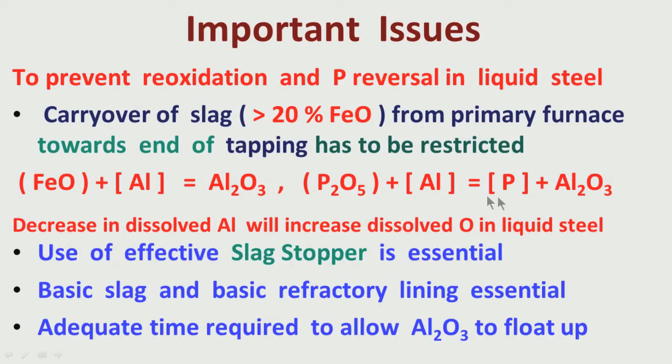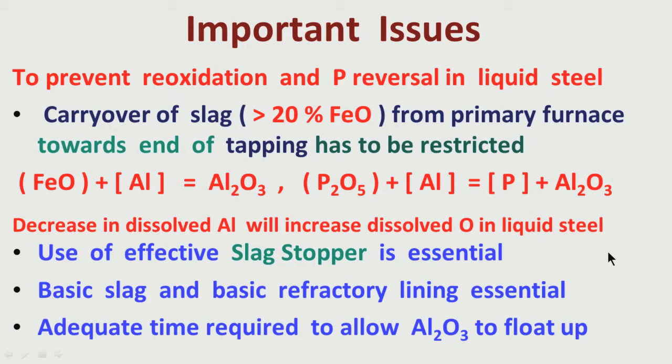So, we have to be very careful about how this slag from the primary furnace can be stopped. I have mentioned here that a decrease in dissolved aluminum will increase dissolved oxygen in liquid steel, because the multiplication of aluminum and oxygen is constant, as I have told you earlier. So, what is important is that use of an effective slag stopper is essential. That means slag from the primary furnace, BOF or EAF, should not be allowed to be carried over into the ladle. It should not be allowed to come from the primary furnace to the ladle.